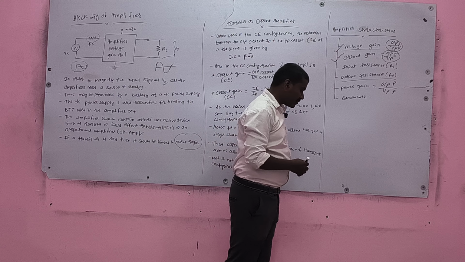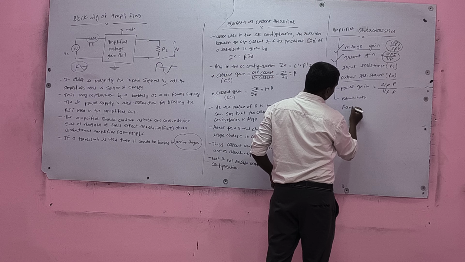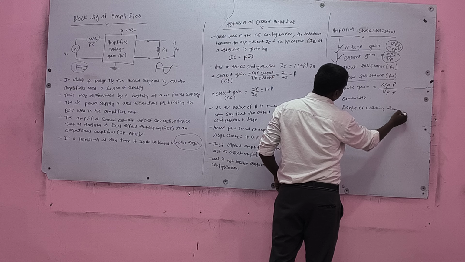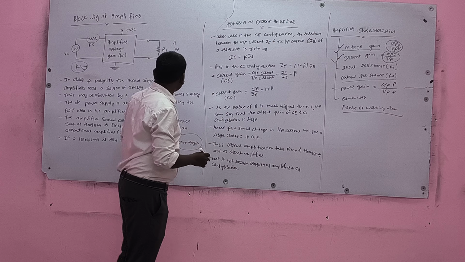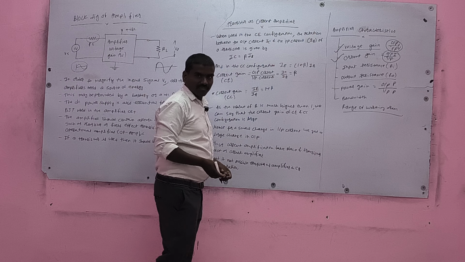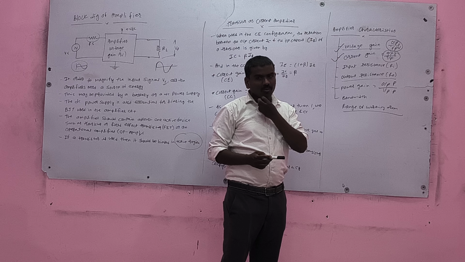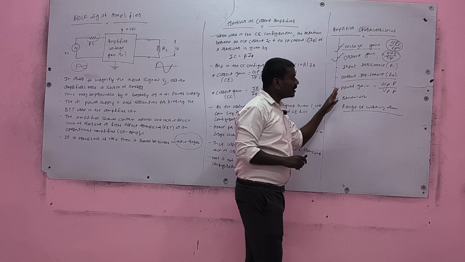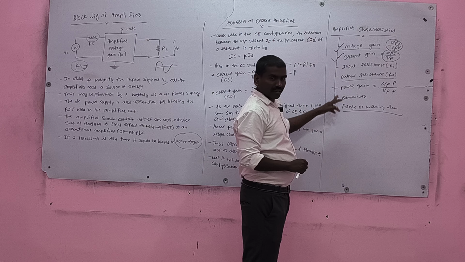And last one is bandwidth. Bandwidth is a range of working area. That means how much percent of signal is amplified. So that is bandwidth. Okay. How much percent signal is amplified, or how much range of working the amplifier has, is nothing but bandwidth. So these are the characteristics of amplifier.